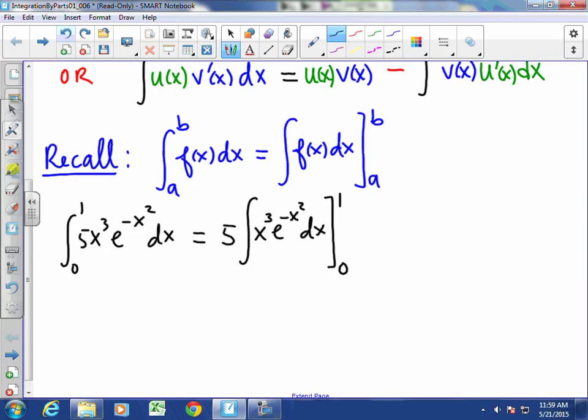Now, the integrand is x cubed e to the negative x squared. Remember, this is our u of x times v prime of x. Now, the question here is what is the value for u of x and what is the value of v prime of x? Remember that there are quite a good number of combinations to get u of x and v prime of x, but the one that works the best is what we need.